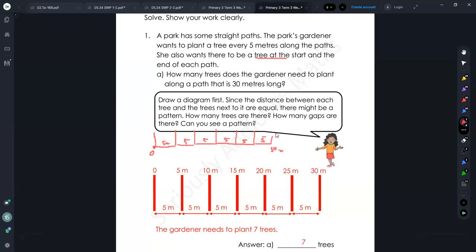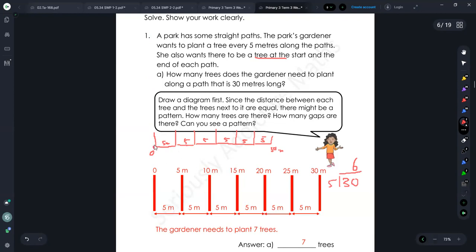Now, is there a shortcut to doing it? There is, by understanding how many gaps there are. So the gap is 5 meters, the total length is 30, so 30 divided by 5 equals 6. Now, some of you will say, yeah, but then there are 7 trees. Why is it 6? So this is where you remind them that there's a pattern.